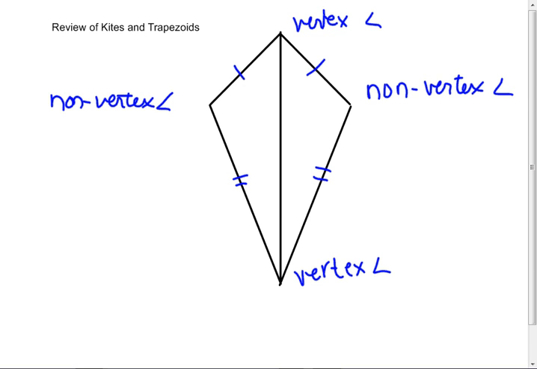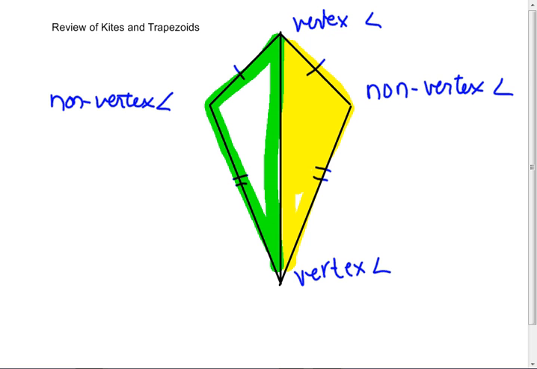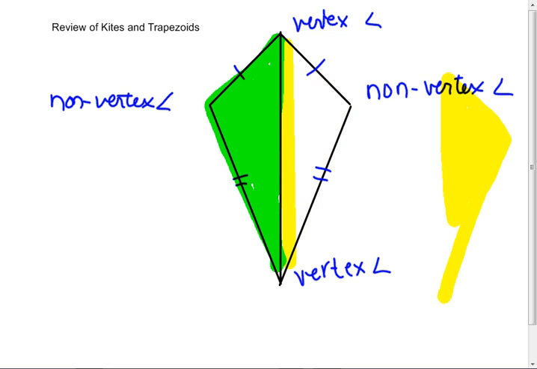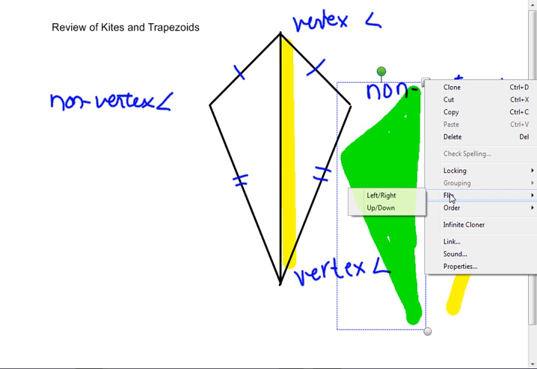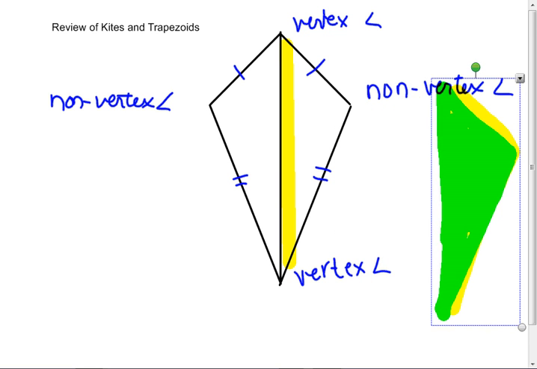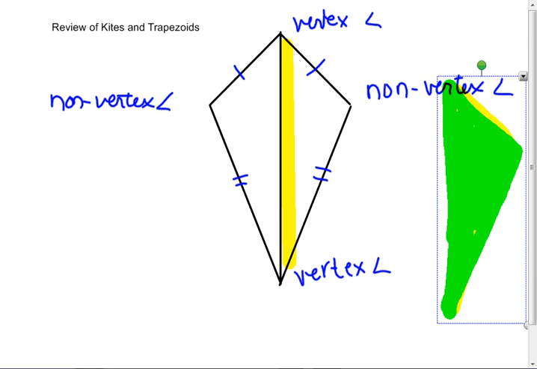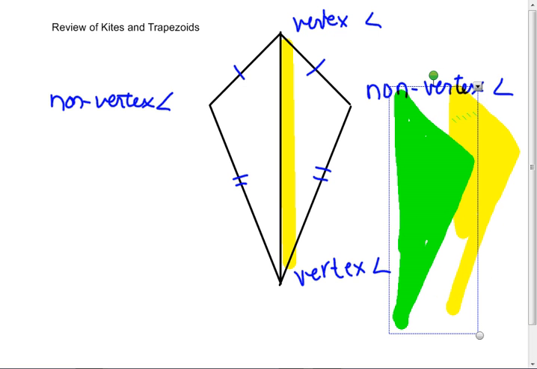If I color these triangles, I have this triangle and I have this triangle. What do you think is true about those triangles? They're congruent. I could pull them out if you want. It won't be a perfect match, but it'll be okay. If I match them up, they're pretty much the same, aren't they? So they are congruent.